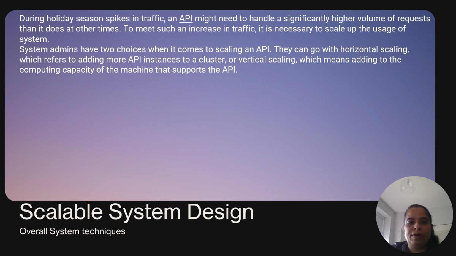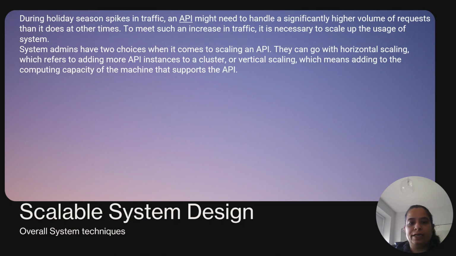Hi, this is Megha Malhotra, and I am going to walk you through horizontal and vertical scaling and the best practices which should be used for a scalable system. So let me walk you through the contents of this PPT which I have prepared.